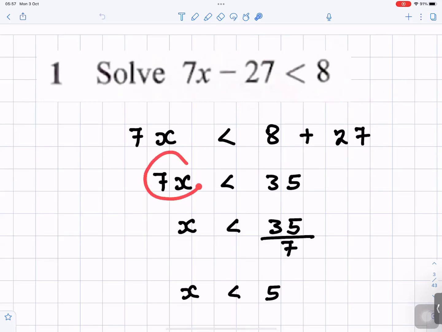So we're left with 7x is less than 8 plus 27, which is 35. This is 7 times x. The opposite of times is divide. So you take times 7 to the right, it becomes divide by 7. So x is less than 35 divided by 7, which is x is less than 5.